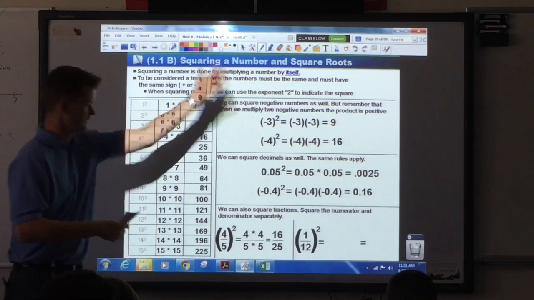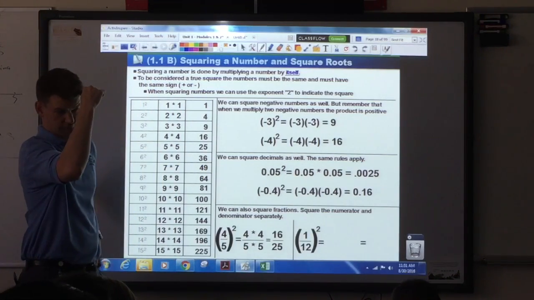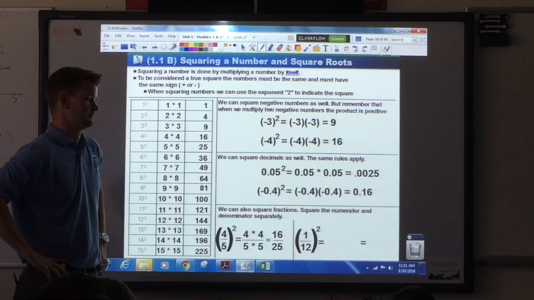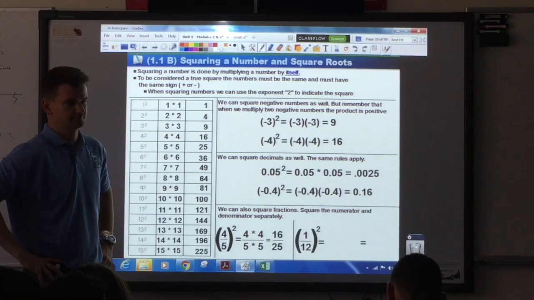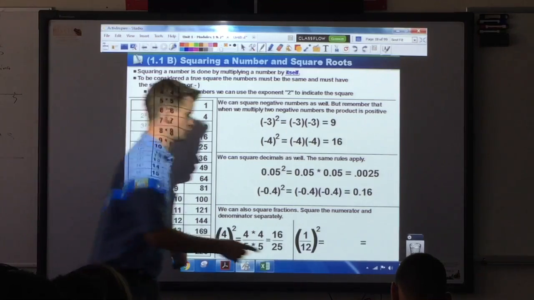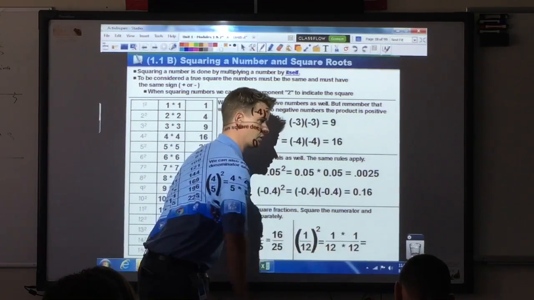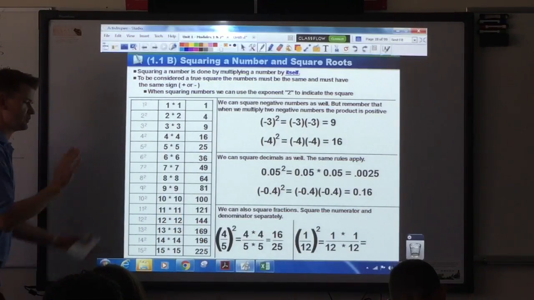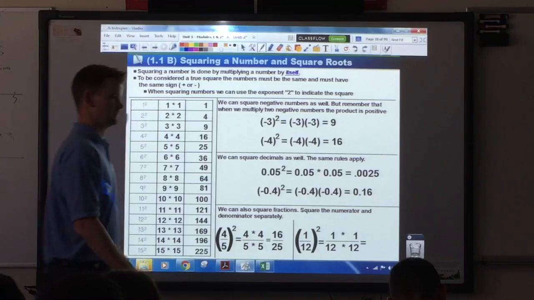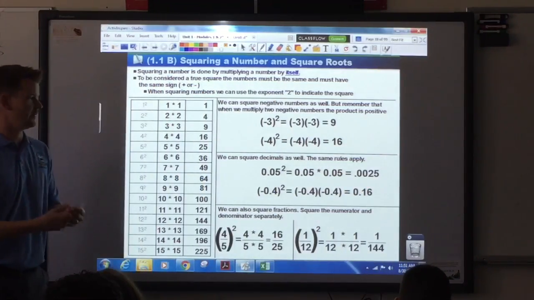Dante Jackson. We have 1/12 squared. Tell me, what are you multiplying? 1/12 times 1/12. Okay. So 1 times 1, 12 times 12. Dante, on the top, what's 1 times 1? What's the product? 1. And on the bottom, what's 12 times 12? 144. So when we square 1/12, we end up with 1 over 144.